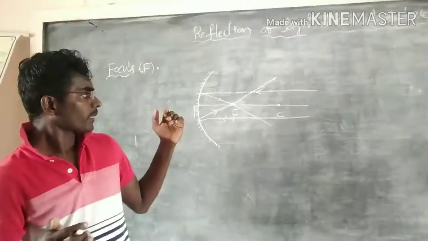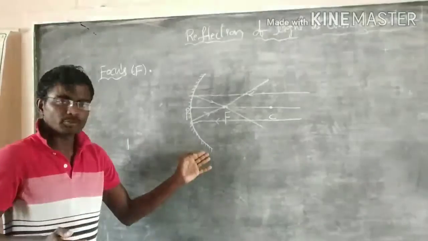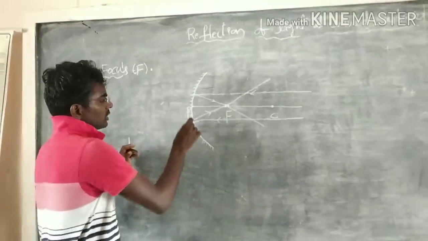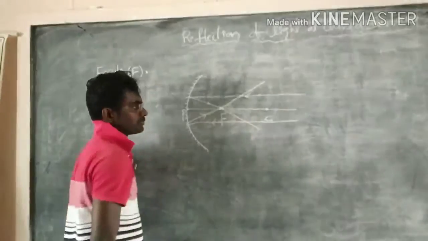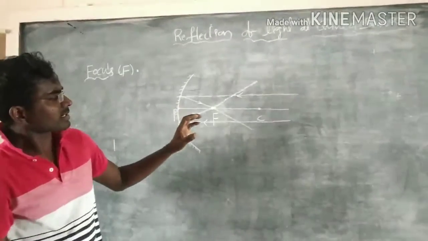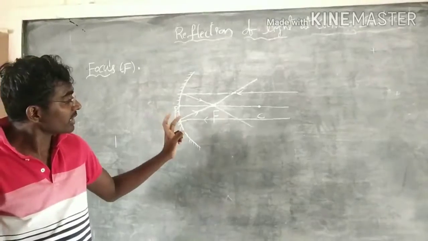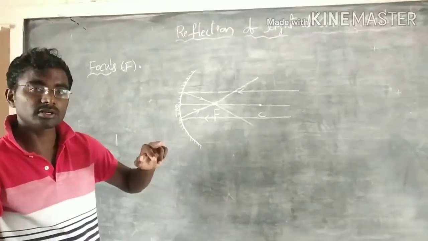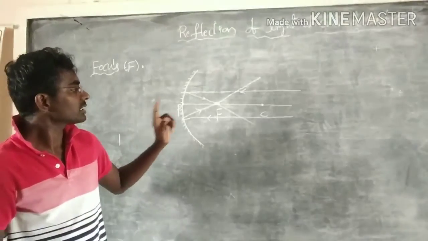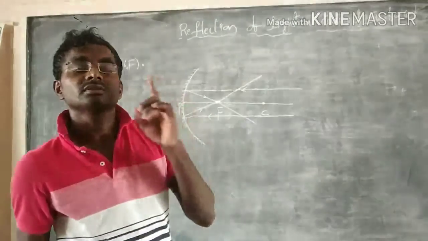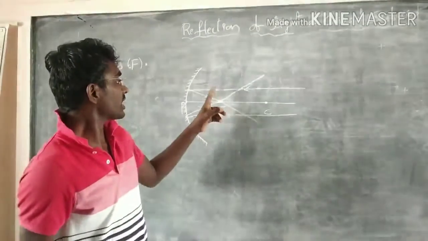Here, this is the concave mirror. You know already, this is the principal axis. The rays coming parallel to the principal axis are meeting at a point. That point is called focus. The rays coming parallel.